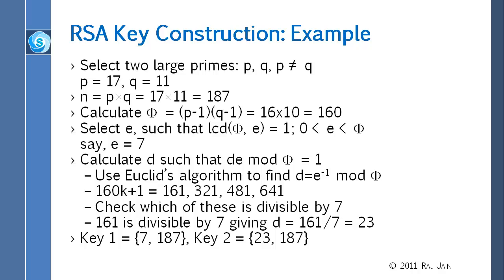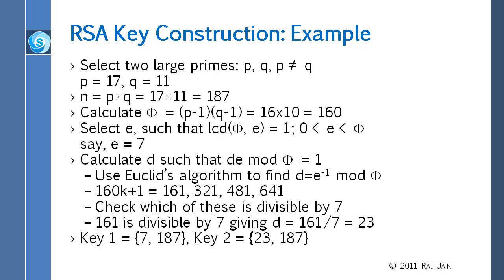Now remember, the totient function for n, when n is a product of primes, is basically the product of the totient functions of those numbers. So phi(n) equals phi(p) times phi(q). For a prime it is p minus 1, so it is (p minus 1) times (q minus 1). 160 is the phi. Now this is important, to be able to calculate phi. Once you have calculated phi, then you factor it out.